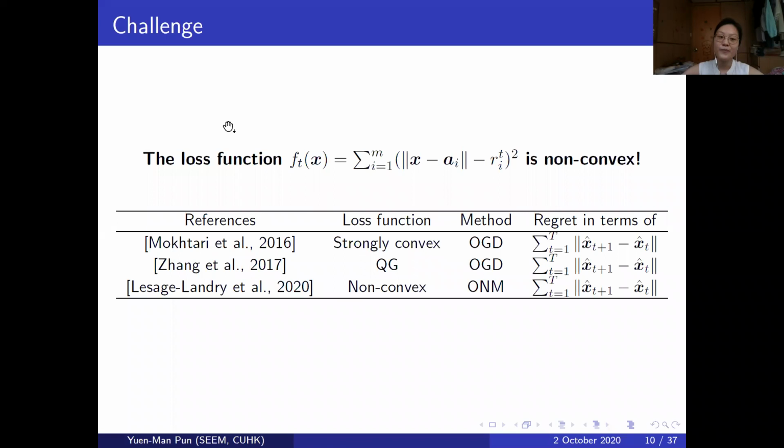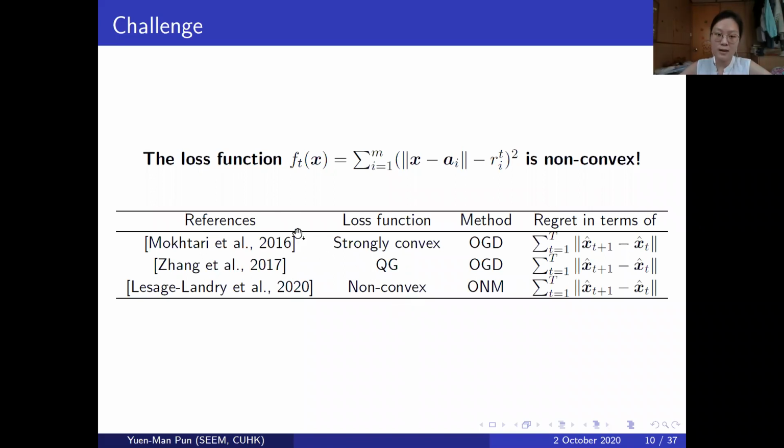However, the loss function in our case is non-convex and actually non-smooth at some points, when x coincides with an anchor. So the general literature on online optimization cannot be applied to the TOA setting. Now let's review some of the related work.